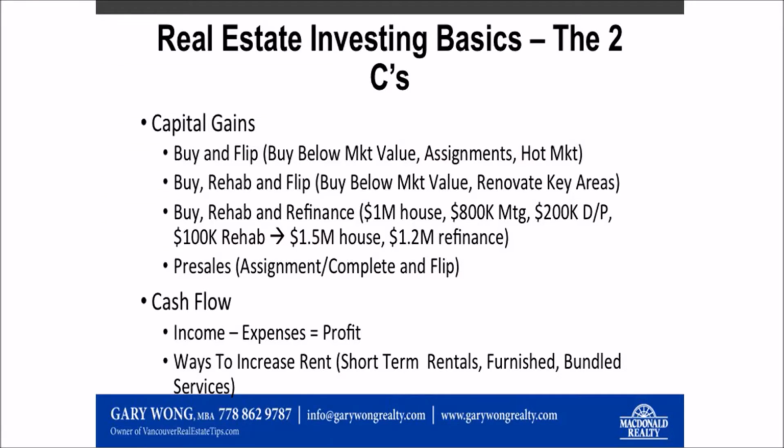So that's why you touch the kitchen, where they usually get really impressed, the master bedroom, where they will spend most of their time, and then the bathroom, which is very important to them as well. Then there's the buy, rehab, and refinance. So it's very simple. You buy a $1 million house, you take an $800,000 mortgage, 80%. You have a $200,000 down payment, and then you spend $100,000 to renovate the property. And then after renovations, the property is worth $1.5 million, and then you refinance for $1.2 million. I'll go into more details later on that.